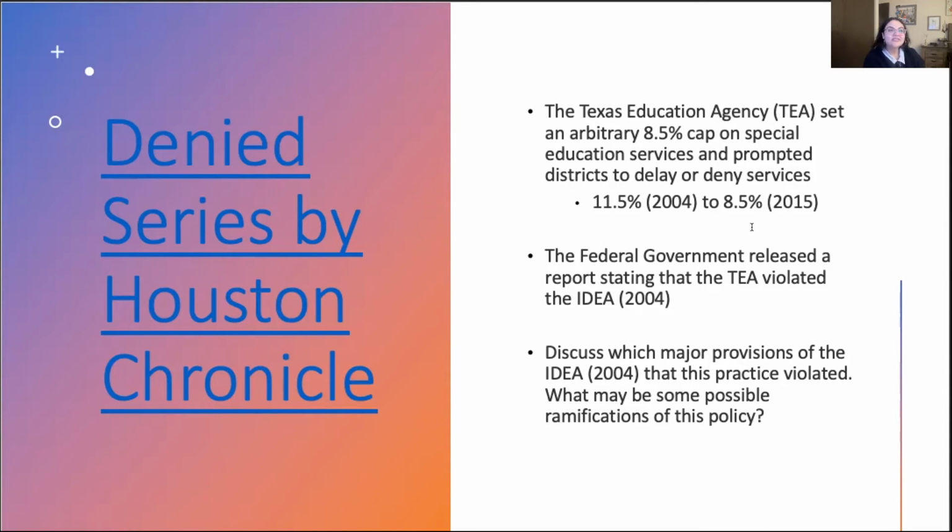There are a couple others because I think there was something else related to math. I think the article is very much worth reading. So another thing for you to think about, which I've already talked about: the major provisions of the IDEA that Texas violated here. Think about them. It's not exactly just FAPE. There's a couple of other things that we have already covered in the past couple of minutes that have an effect here. And then what are other possible ramifications of this policy?